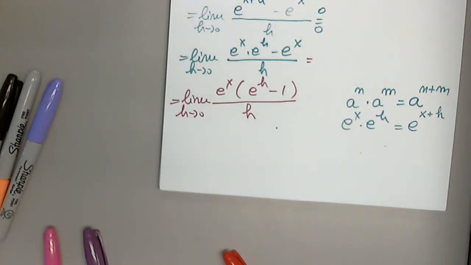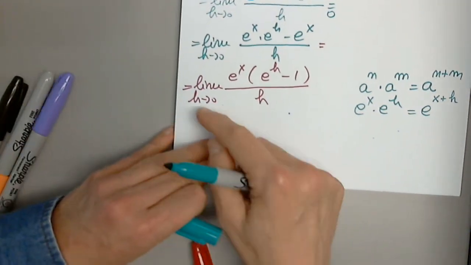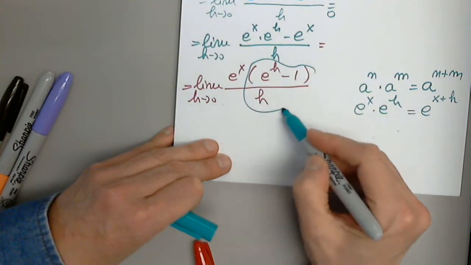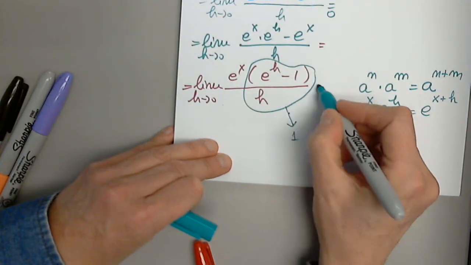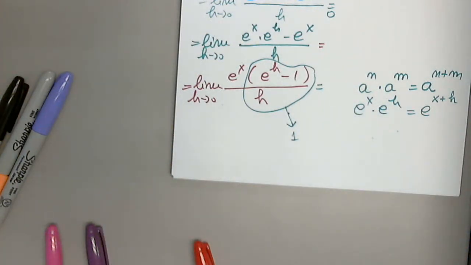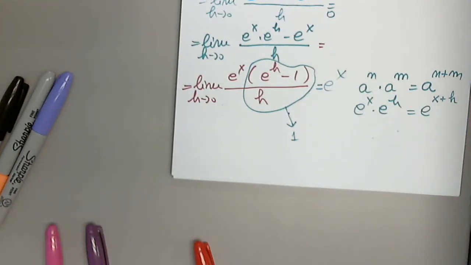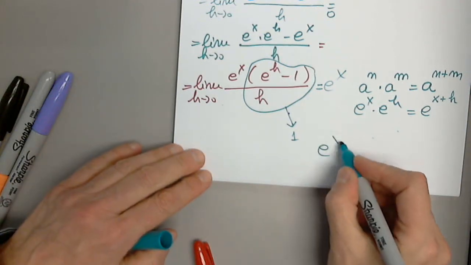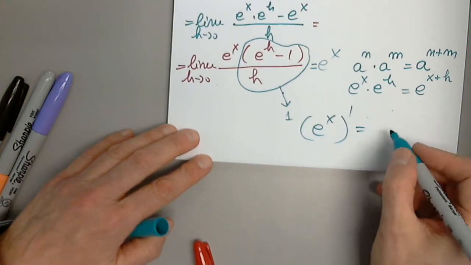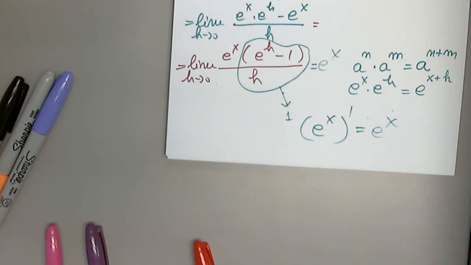The limit is 1. So if, when h approaches 0, this piece approaches 1, can anyone tell us what is the derivative of e to the x? It's the only function that performs this way. The derivative of e to the x is itself. It's the same function. So please remember, e to the x prime is e to the x, and we proved it with a graphing calculator. Very soon we'll be able to prove it with a formula, with a theorem.